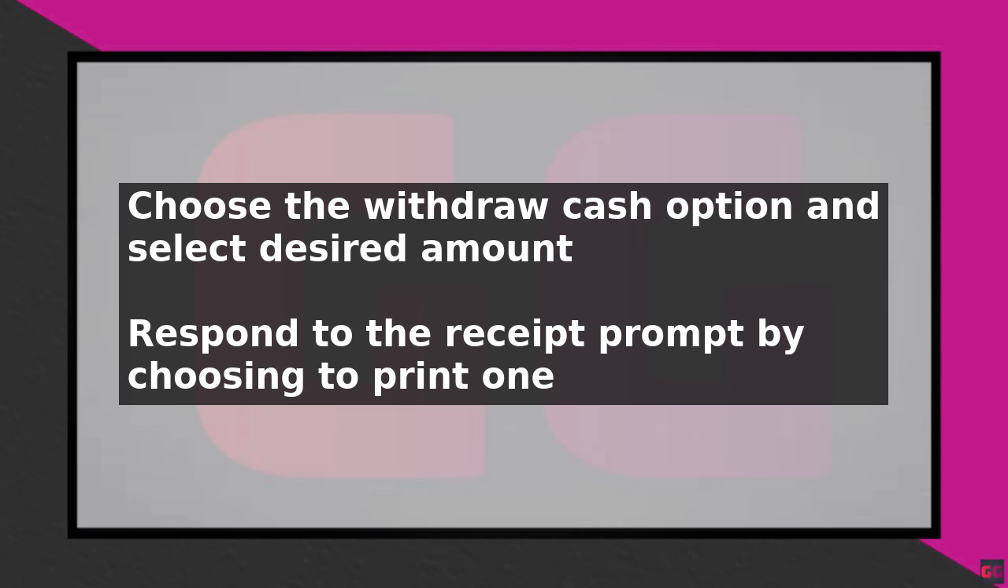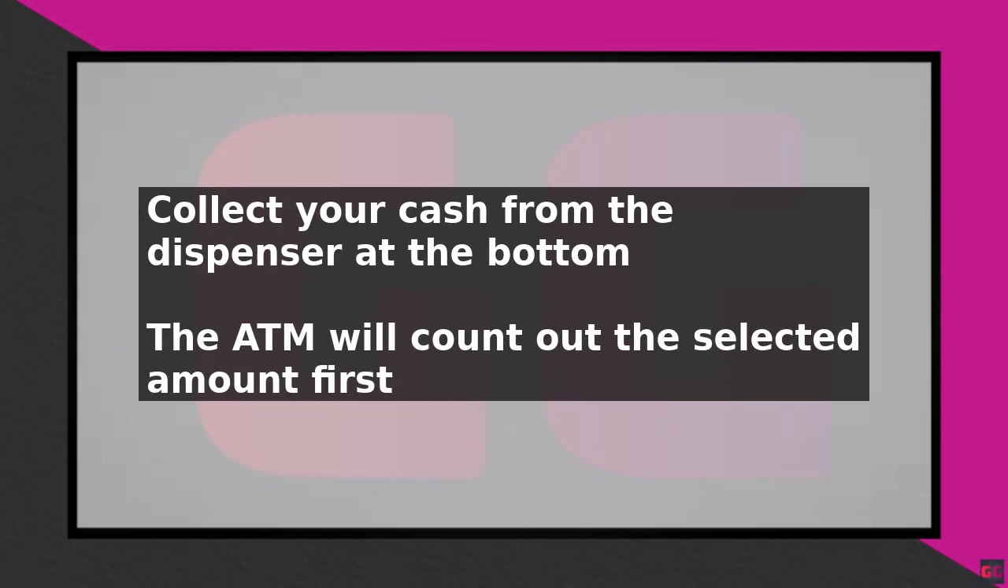For example, $60. The ATM will then ask if you need a receipt, to which you can respond by choosing to print one. The ATM will then count out the selected amount, and once it's finished, you can collect your cash from the dispenser at the bottom of the machine.